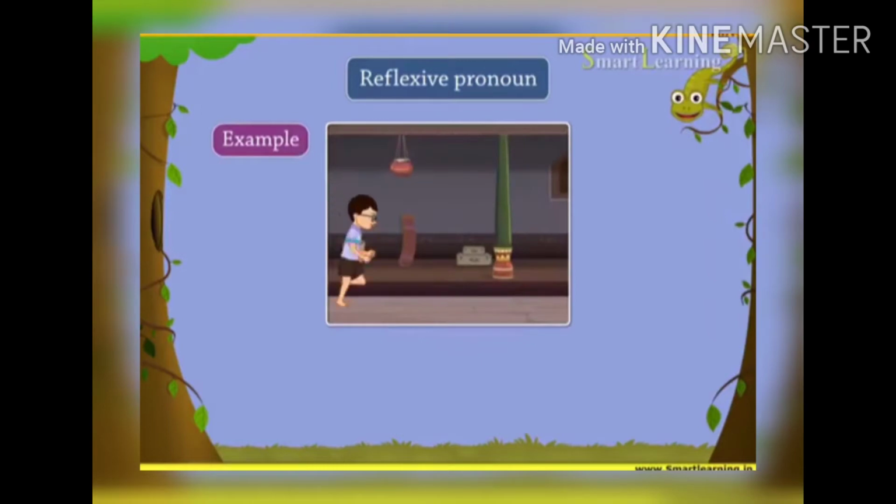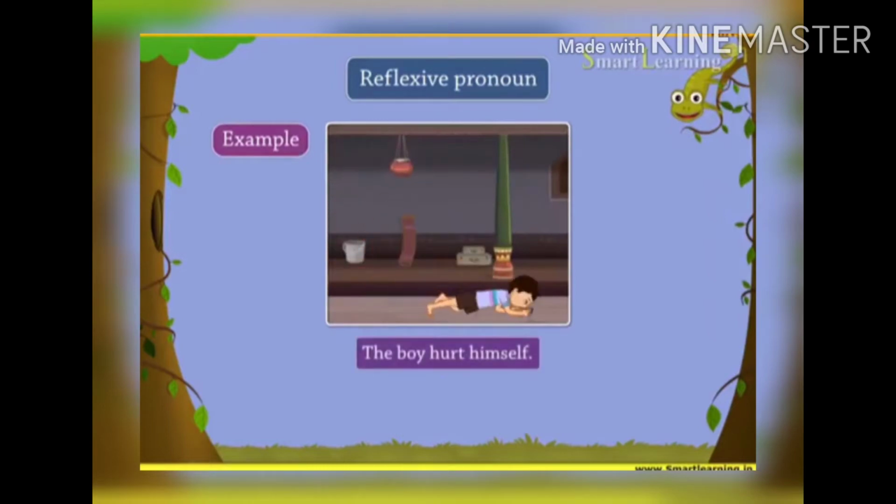First example is, the boy hurt himself. In this example, the subject is boy and the object is himself. Both the subject and object refer to the same person, that is, boy. Therefore, himself is a reflexive pronoun.